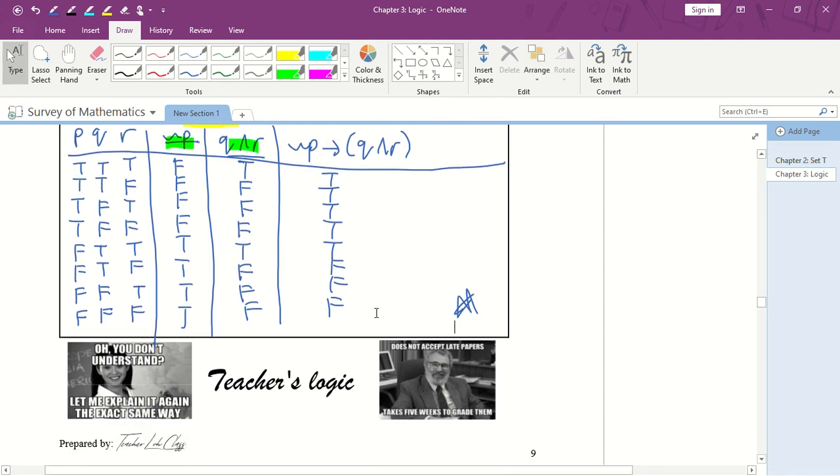And that's it for the three unknown truth table. And we are going for the last part now.